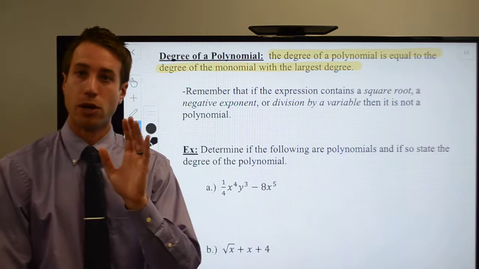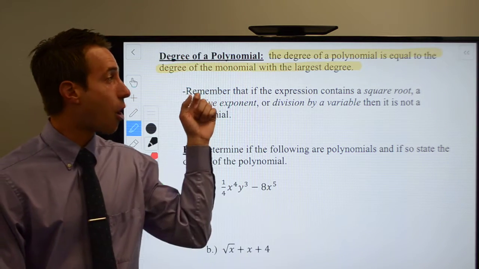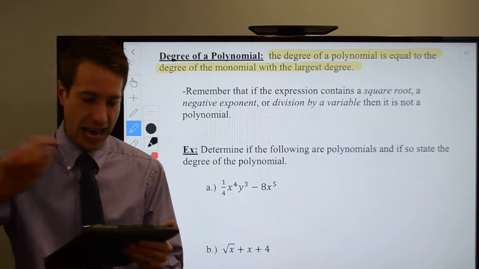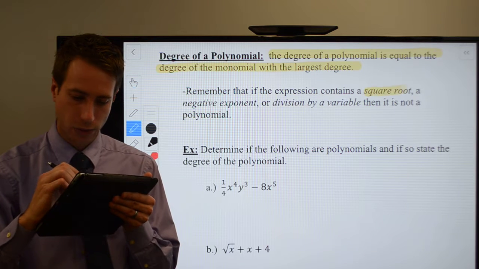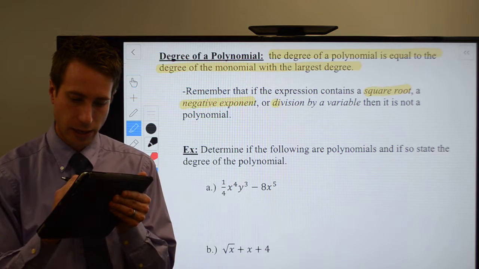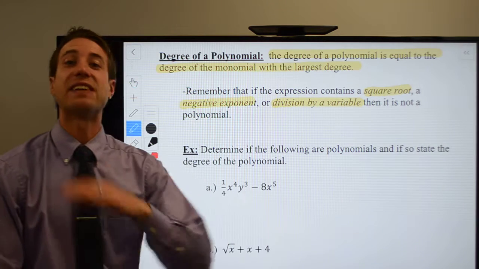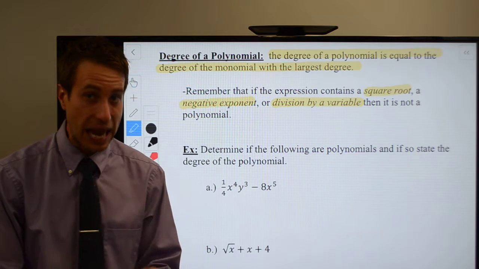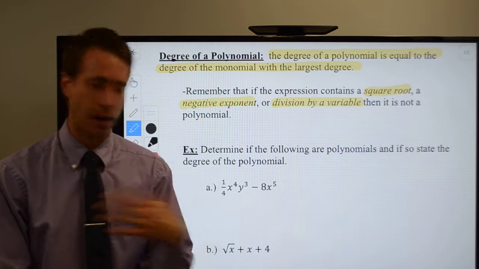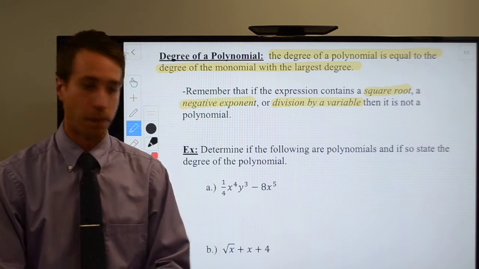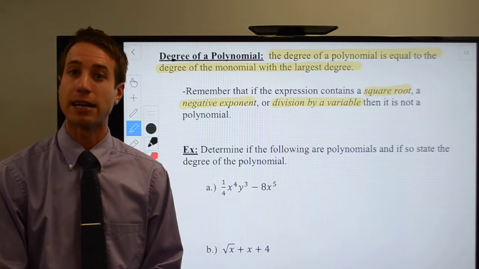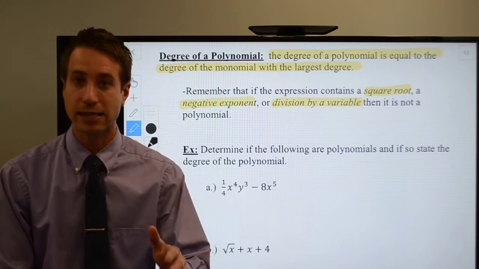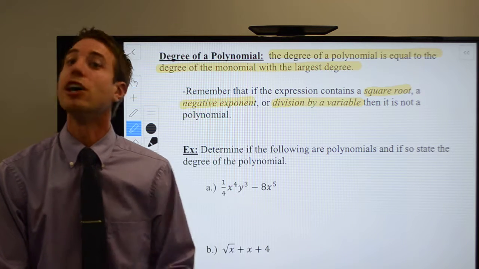And then, again, the things you're looking for: it's a polynomial as long as it cannot have a square root, a negative exponent, or division by a variable. If it has any of those things, it is not a polynomial. So if you see a square root, not a polynomial. If you have division by a variable, not a polynomial. If you have a negative exponent, not a polynomial. So we have to check to make sure it doesn't have any of those things. As long as it doesn't, it's a polynomial, and you can find the degree.